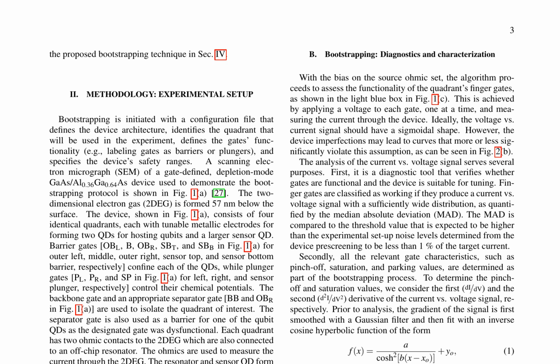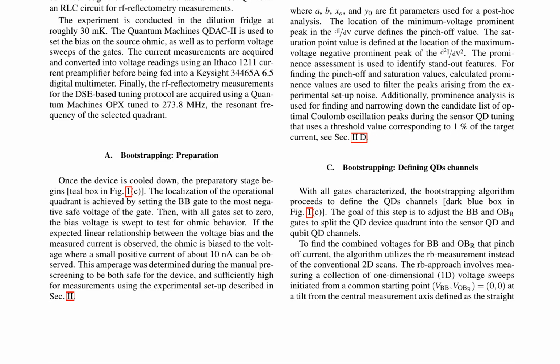The experiment is conducted in a dilution fridge at approximately 30 mK, employing the Quantum Machines QDAC-II to set the bias on the source ohmic and perform voltage sweeps of the gates. The bootstrapping process begins with the preparatory stage, where the localization of the operational quadrant is achieved by setting the BB gate to the most negative safe voltage. The bias voltage is then swept to test for ohmic behavior, and the ohmic is biased to a voltage where a small positive current of about 10 nanoamperes can be observed.